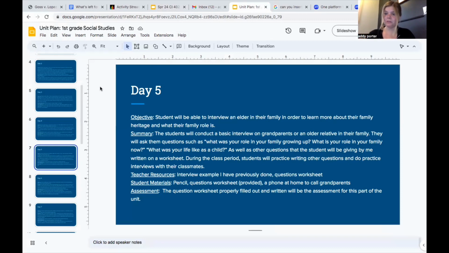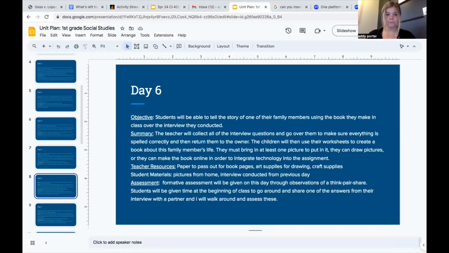To go back to the original plan and the original culmination of the unit over what different family members have to do in each family. And there would be an assessment at the end where they would be able to fill out the question worksheet.